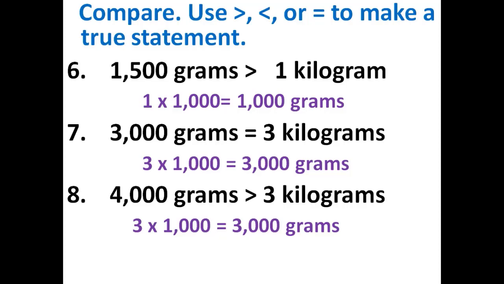Question number 6. 1500 grams is greater than 1 kilogram. We will change the kilogram into grams. 1 kilogram is equal to 1000 grams. How much? 1 kilogram is equal to 1000 grams. It means if you want to convert kilogram into gram, we have to multiply by 1000.